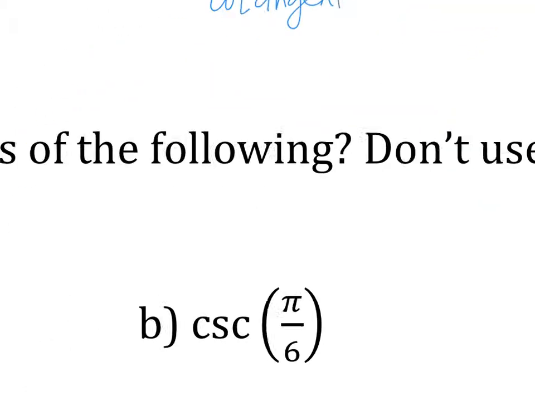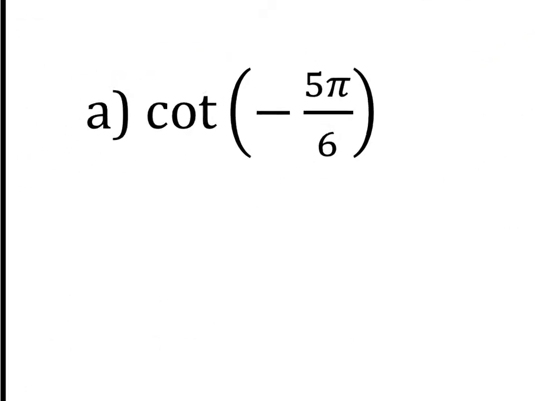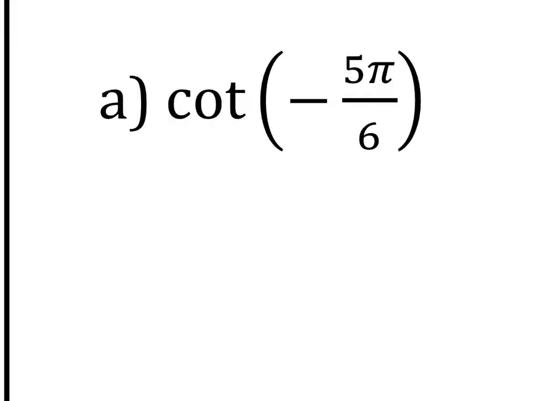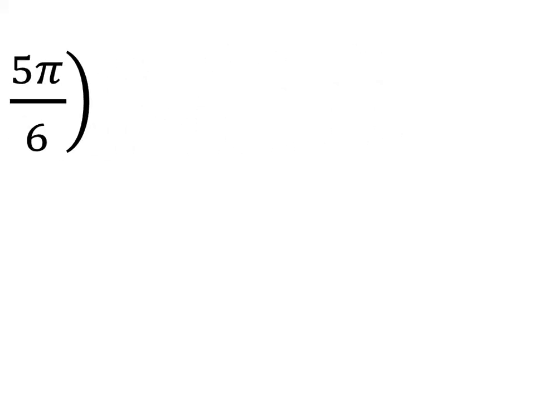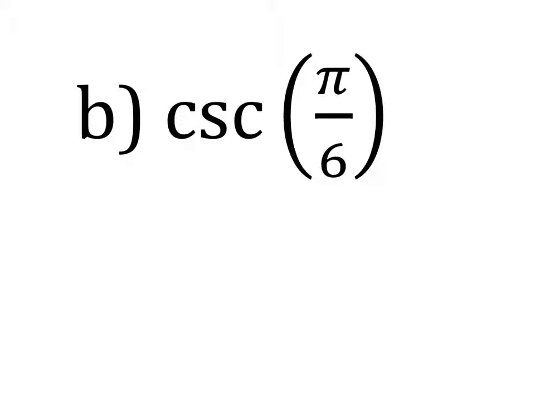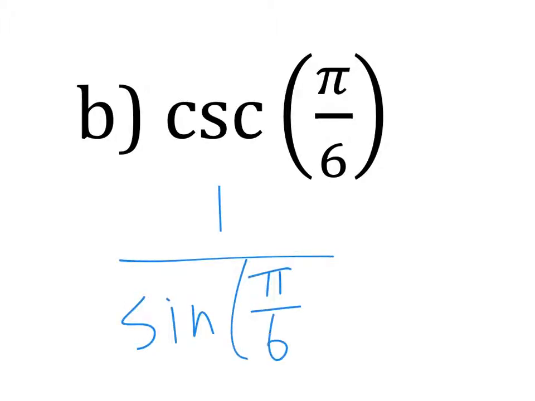All right, so let's look at cotangent of negative 5 pi over 6. Maybe we should start with one that's easier. Let's do B. Cosecant of pi over 6. What is cosecant? 1 over what function? Good. 1 over sine. So this is the same thing as saying 1 over sine of pi over 6.